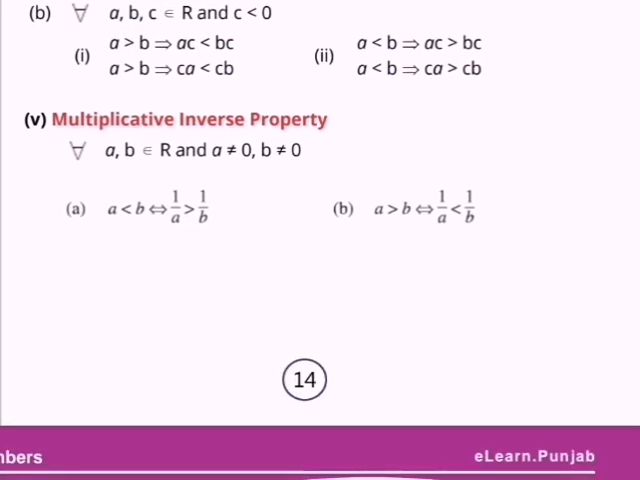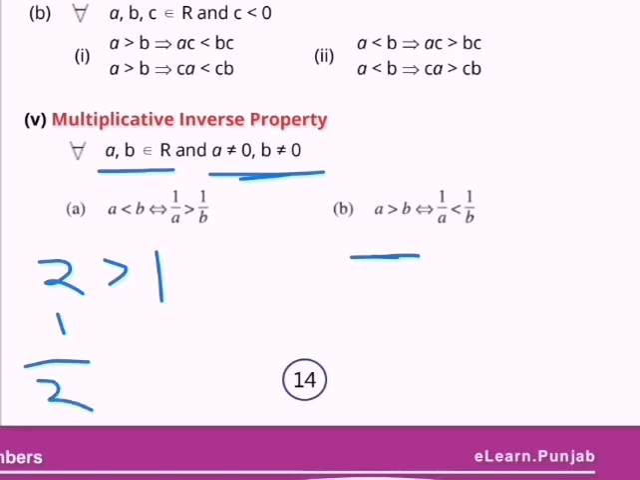Multiplicative inverse. If A, B belong to R and A, B are not equal to 0, then if A is less than B, if and only if 1 over A is greater than 1 over B. And if A is greater than B, if and only if 1 over A is less than 1 over B. Means if 2 is greater than 1, then 1 over 2 must be less than 1 over 1.